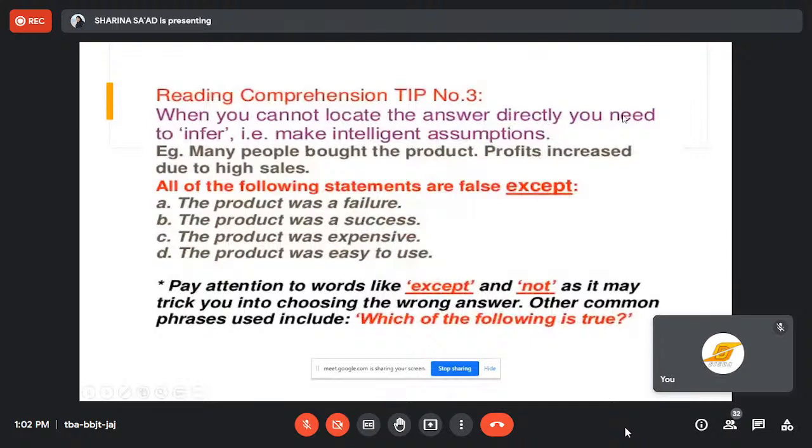When you cannot locate the answer directly, you need to infer. Sometimes you look and look, and the answer is not direct, so you have to make an intelligent assumption. For example, many people bought the product. Profits increased due to high sales. The question asks you, all the following statements are false, except. So pay attention to the words "except" and "not", as they may trick you into choosing the wrong answer. Other common phrases used include "which of the following is true". So all the statements are false except, meaning only one statement is correct. So which one do you think is the answer? A, B, C, D?